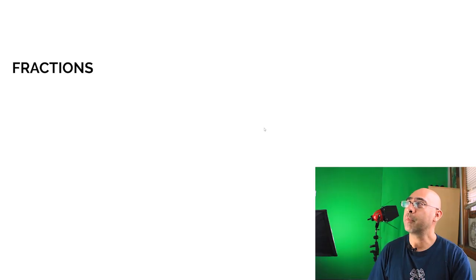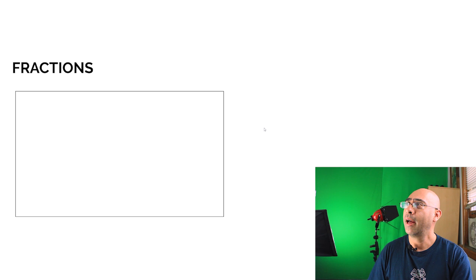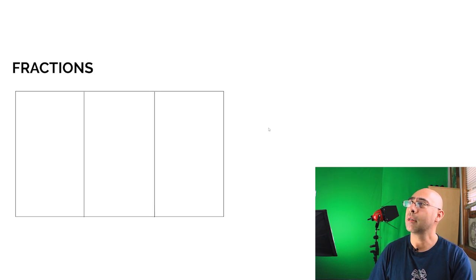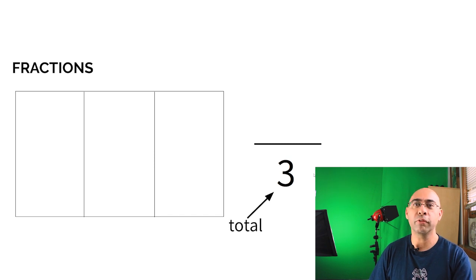I look at this shape, I'll draw a rectangle. If I cut it up into 3 pieces, we write our fraction with the bottom of 3. And the bottom, basically, the base tells us the total number of shapes there are. In this case, we have 3 smaller rectangles in the bigger shape.